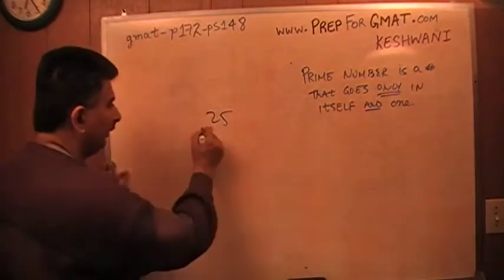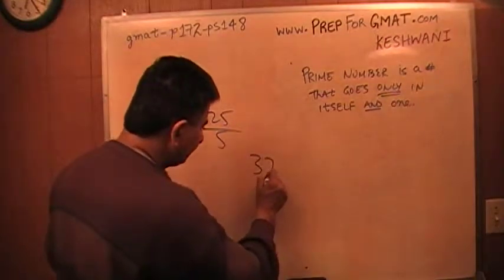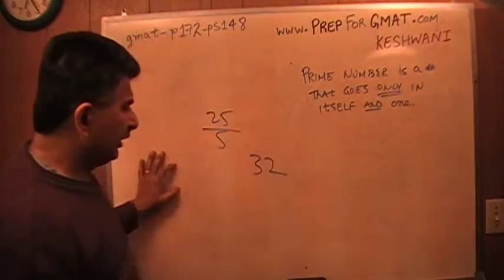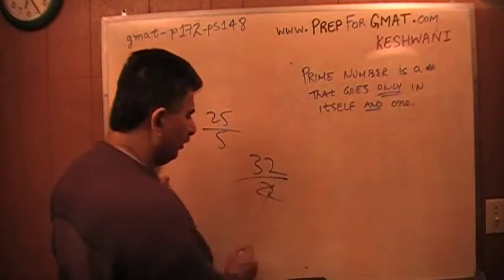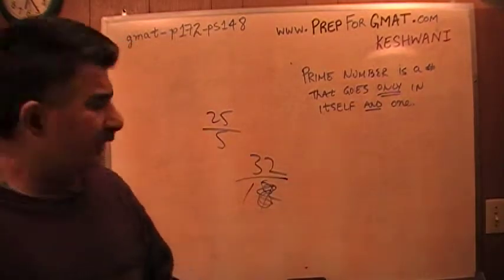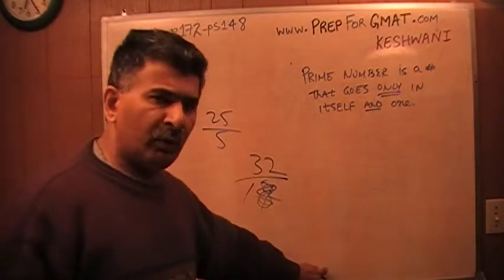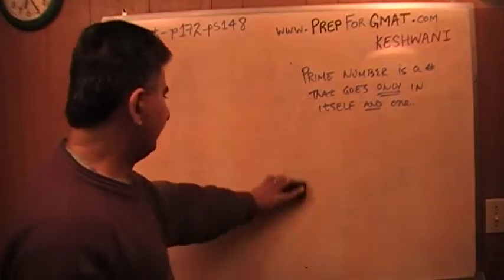25 is not a prime number because 25 will go into 5. 32 is not a prime number because 32 will go into 2, 32 will go into 4, 32 will go into 8, it will go into 16, it will go into many numbers. 32 is not a prime number. Of course, an even number cannot be a prime number. I'm going to quickly give you a list of some of the prime numbers.